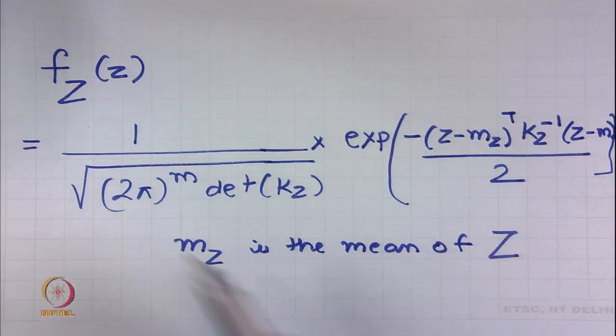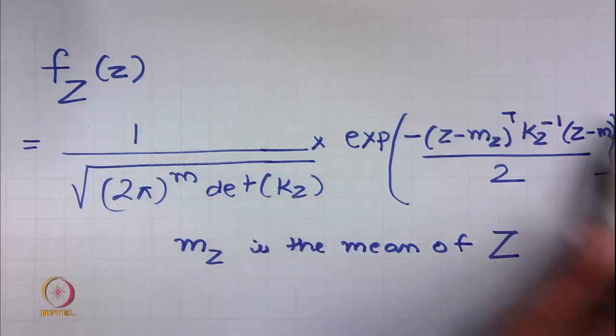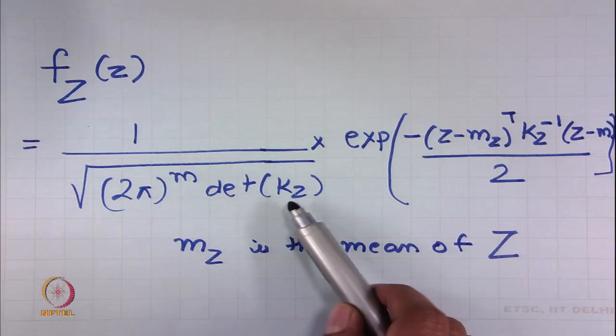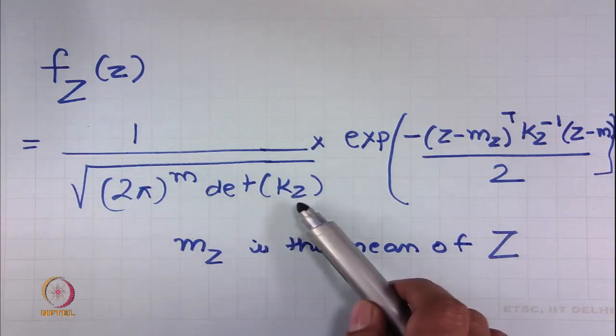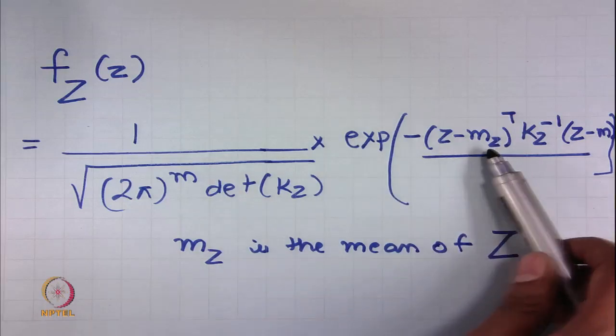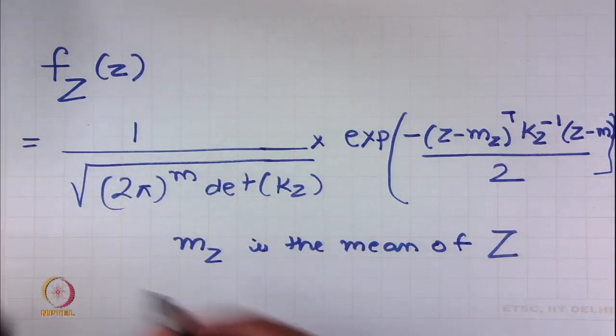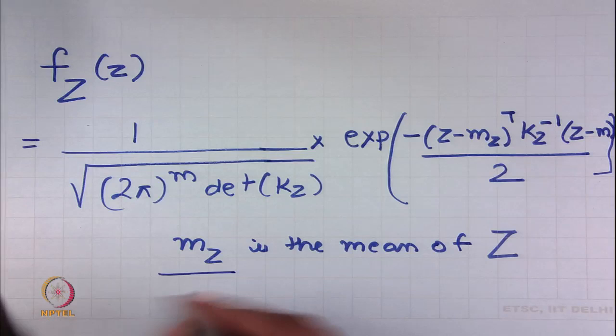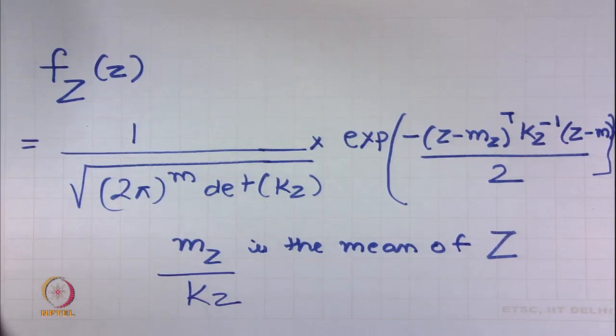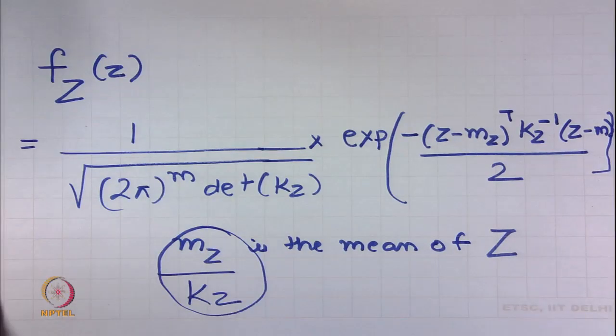So, now if this Z is not with 0 mean, the probability density function depends upon two unknowns. One is this covariance matrix and then the mean, right. So, if Z is not 0 mean, then this probability density function is a function of m Z and K Z, but overall this probability density function will only be a function of these two variables, right. Once you know the mean of a Gaussian random vector and the covariance of a Gaussian random vector, then you can completely specify the probability density function of Gaussian random vector, right.